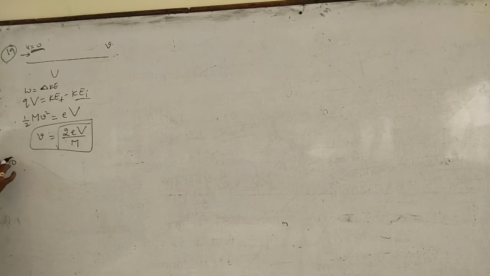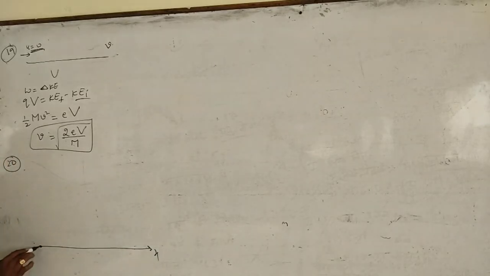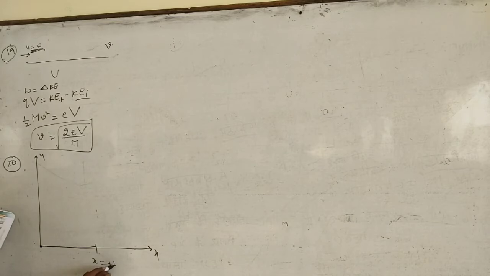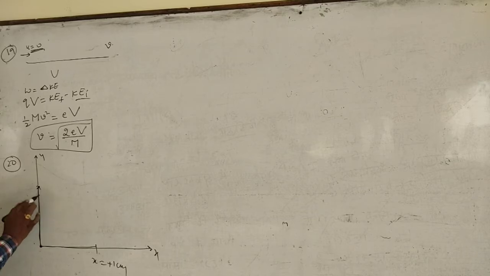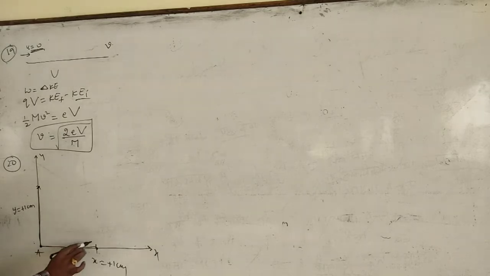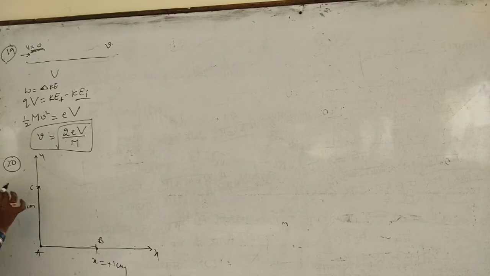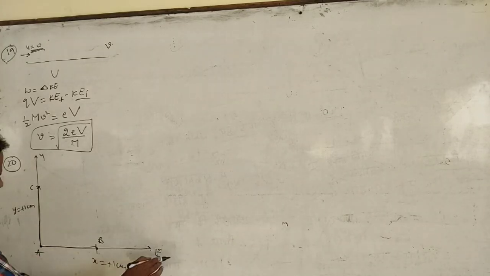Question number 20. There are 2 points. This is the origin, x direction, y direction, x equals plus 1 centimeter, y equals plus 1 centimeter is the point. Origin A, B and C. So then the potential at A and B, which is greater? Electric field is in this direction.